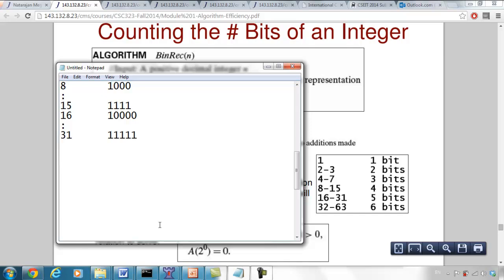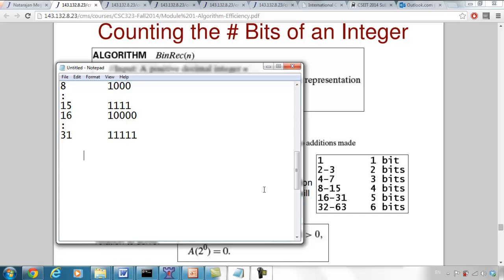So if you can see here, the number of bits needed to represent, say, 8 is essentially one more than, like we did for the factorial, one more than the number of bits needed to represent half of 8, which is 4. Similarly, the number of bits needed for 15 is one more than the number of bits needed to represent half of 15, which is 7. Of course, we take only the integer part.